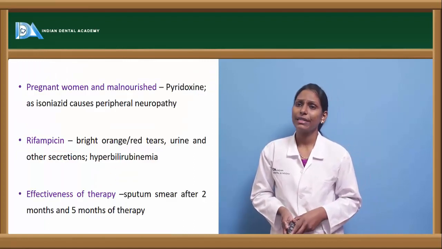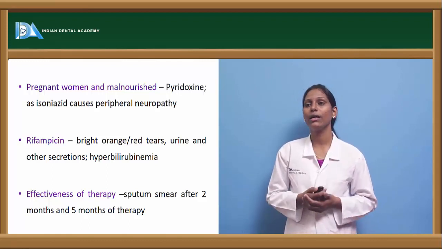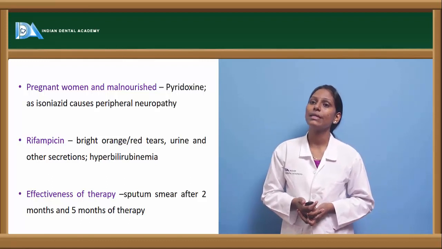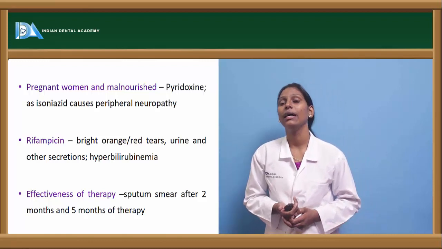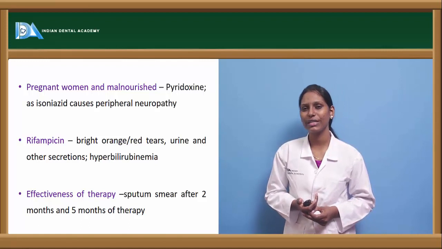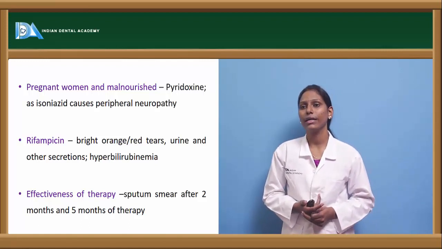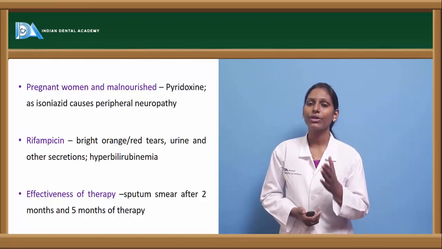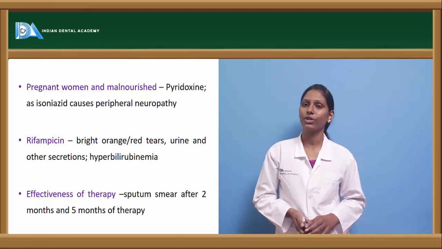Now coming to pregnant women, malnourished kids or any malnourished patients, normally pyridoxine has to be given along with isoniazid, because isoniazid is known to cause peripheral neuropathy. Coming to rifampicin, the side effect is that patients have bright orange-red tears, red urine, and other secretions also will be orange-red in color. So patients have to be told beforehand not to worry, because it is a usual side effect of rifampicin, and hyperbilirubinemia is also one of its side effects.